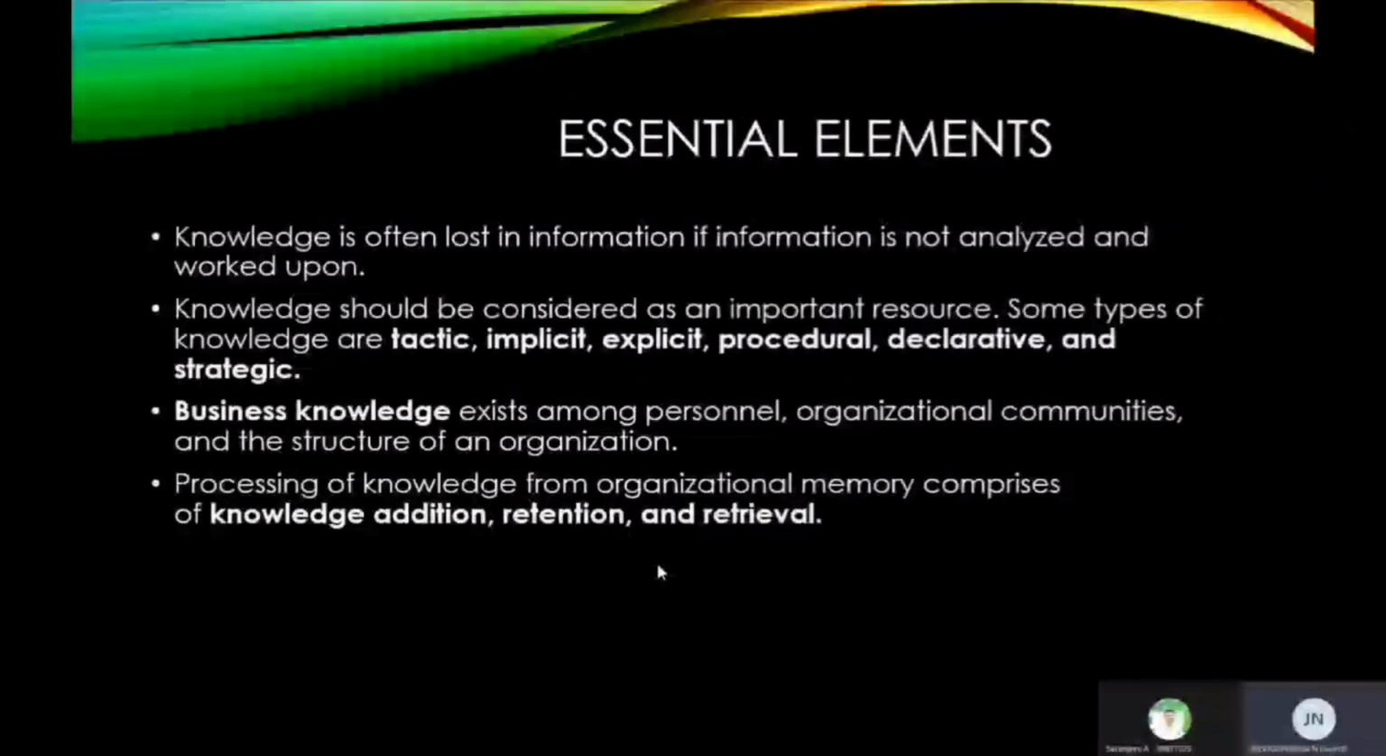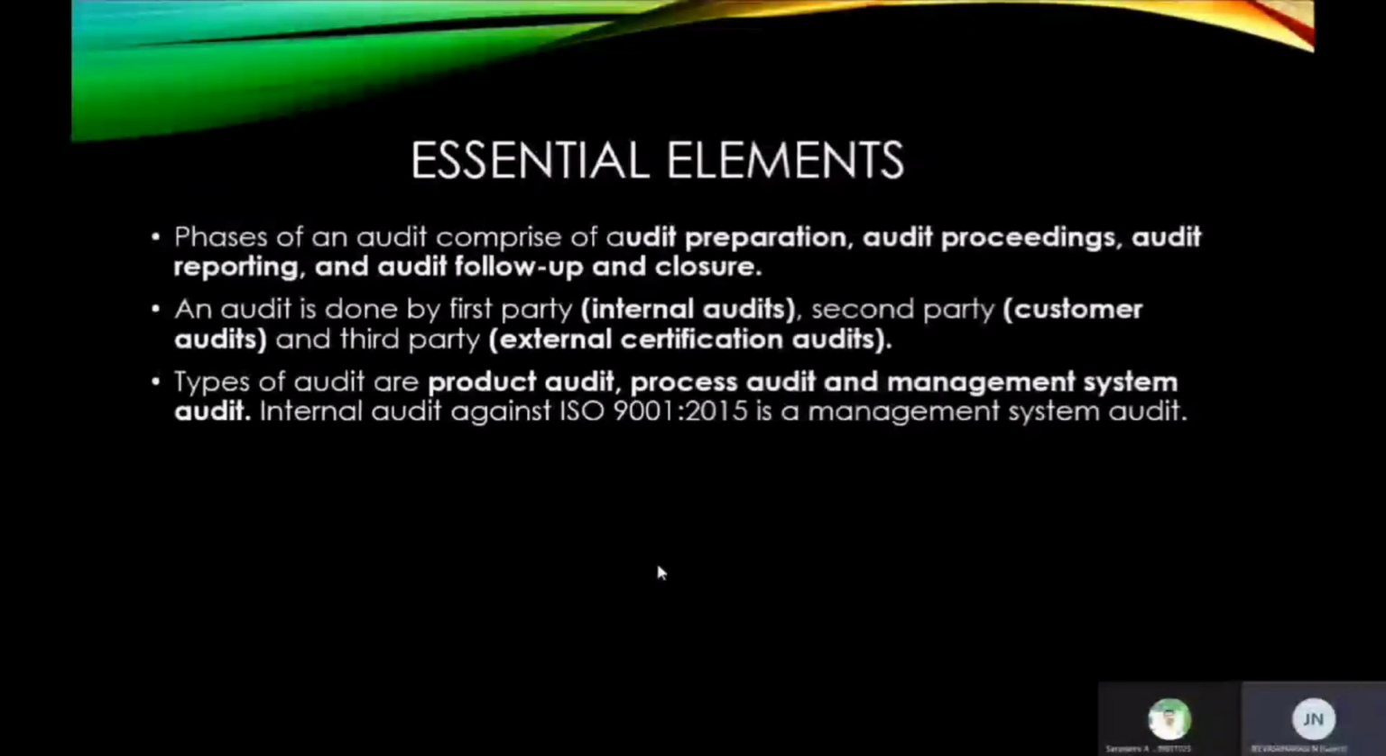Next, this is a continuation. Knowledge is often lost in information if information is not analyzed or worked upon. And also knowledge should be considered as an important resource. Some types of knowledge are tacit, implicit, procedural, declarative, and strategic. Next, this is also a continuation. The types of audits are product audit, process audit, and management system audit. An internal audit against ISO 9001:2015 is a management system audit.